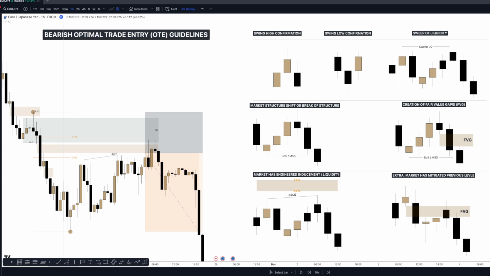I'll be bringing out a bit more content along the lines of how I see the markets and how I want to essentially get in and what my playbook looks like.